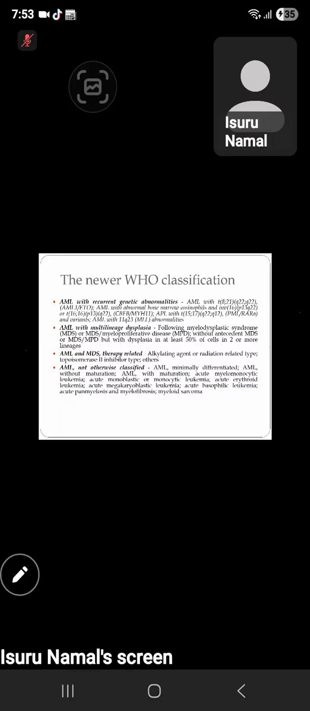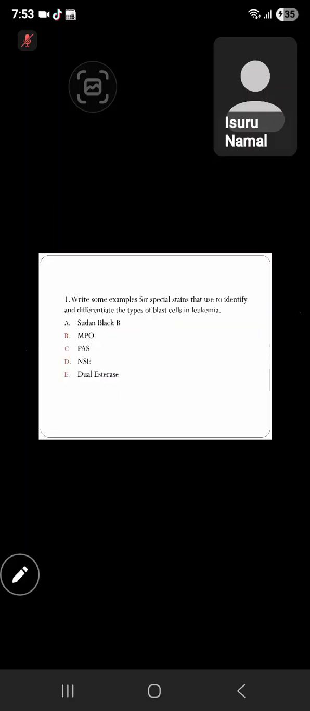In the exam, I hope they will not ask about these classifications and what the types are and what the examples are like that. But however, you should know there are 2 types of classification. Then this newer classification is the WHO classification that uses cytogenetic translocations, right? Right. Next question. Write some examples for special stains that are used to identify and differentiate the types of blast cells in leukemia. Okay.